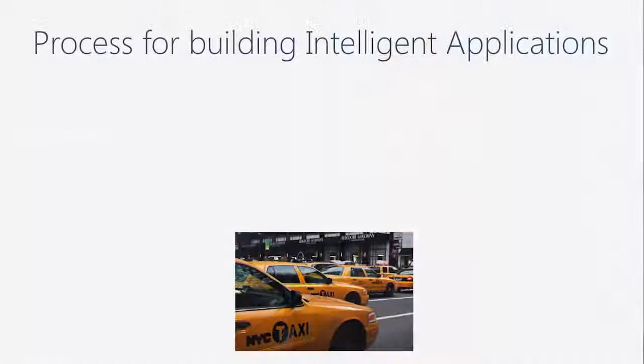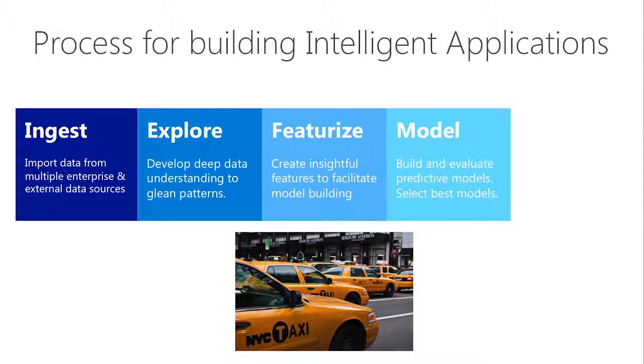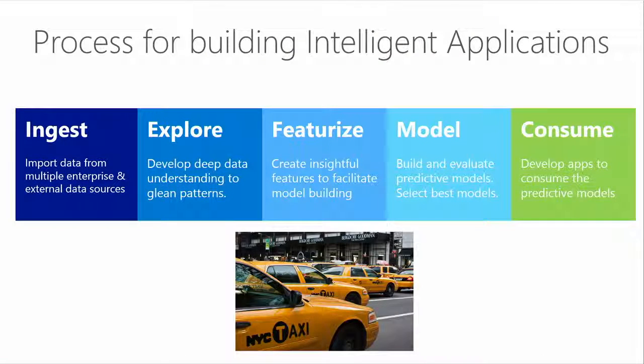Here is a generic process for building intelligent applications. This is a process that we have come up with within our data science team that helps you go through the process in a very systematic manner. So we've broken this down into 5 steps: the ingest step, the exploration step, the featurization, the modeling, and the consumption. These are the 5 steps that you go through. And remember that this is a very iterative process. So you'll see that you end up going back and forth between some of these steps as you go through your experimentation.